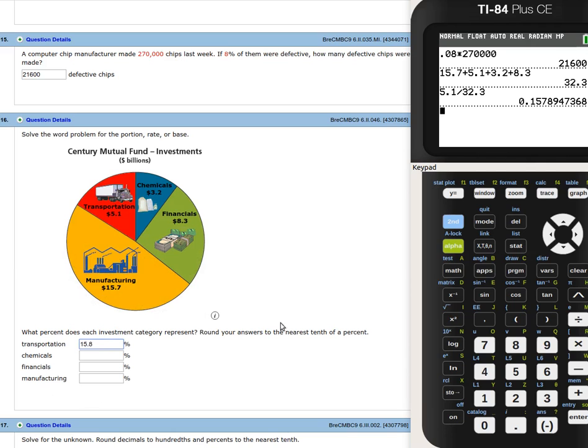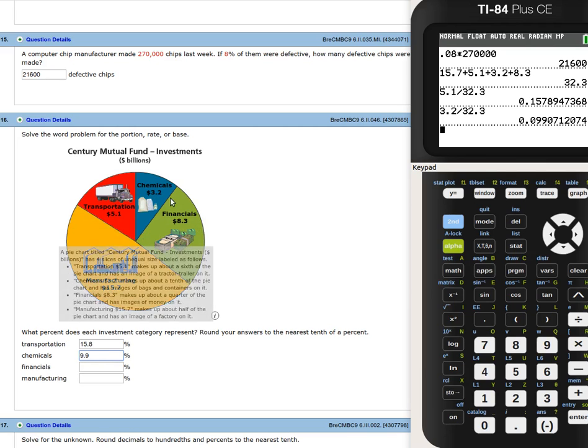And then for chemicals, we need to do, again, the portion of 3.2, which is how much chemicals is, divided by the base, 32.3. That one is 0.099. And then that's the 1/10 of a percent is a 9, after it comes a 0, so we don't need to round up. We need to put the decimal place 2 places to the right though, so it should go between those two 9s, 9.9%. And then we're going to keep on doing that.